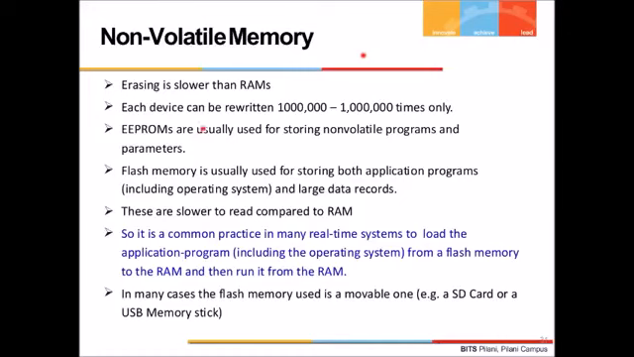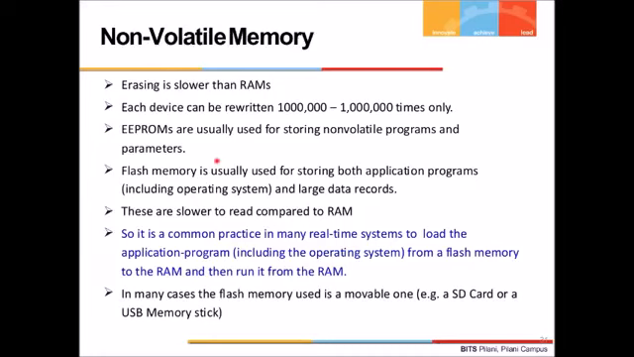And there is a limit for each of these non-volatile memories. Generally, you can rewrite them 1 million to 10 million times. Sorry, rewrite, not read and write. So you can erase and write only this many times. There is a limit to it. That is the reason EEPROMs are usually used for storing non-volatile programs and parameters. Generally, some parameters we want to persist across power on and off, and then we use EEPROMs for them.